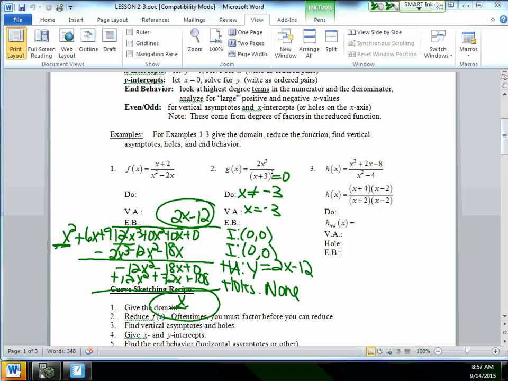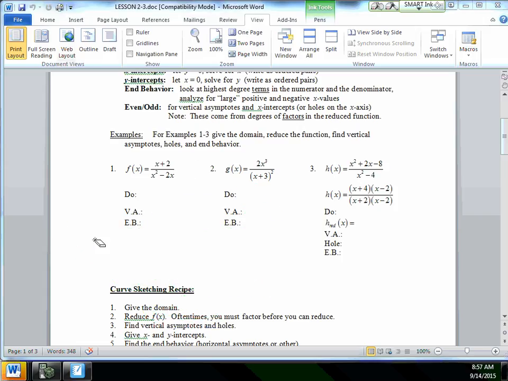Okay, let's look at example number 3. Now I want you to hit pause and try to do it, and then click play and check to see if you got the same stuff. So remember, get your HAs. Oh, this one had a hole, so obviously I bet you can guess there's going to be a hole. First thing is to always factor. I've done that for you. You notice right away we get something to cancel out.